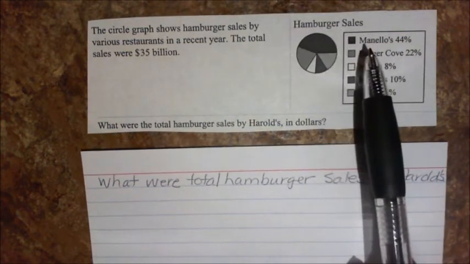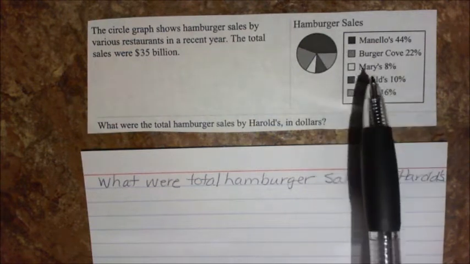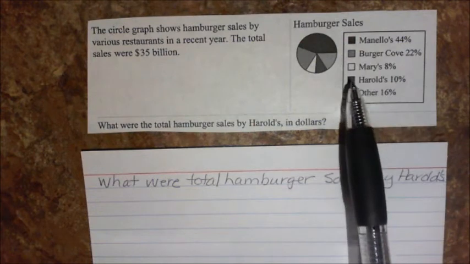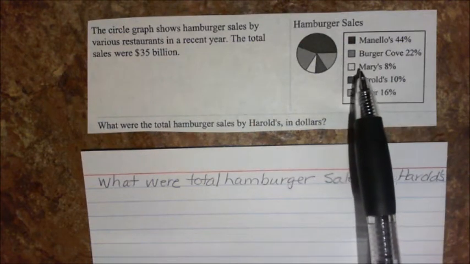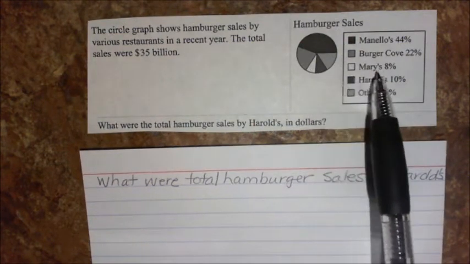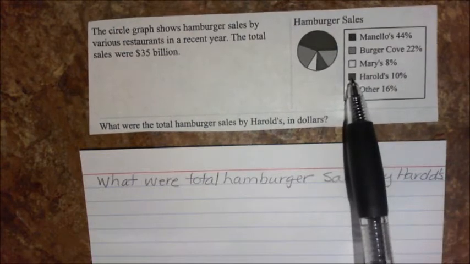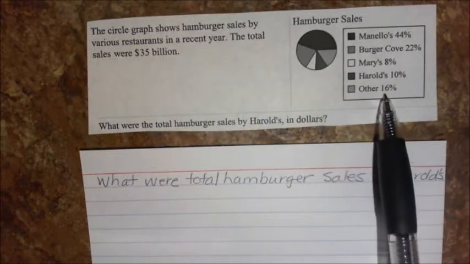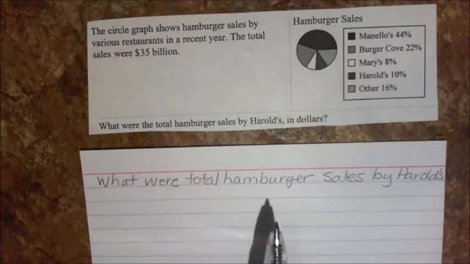So this shading stands for Manello's at 44%. This shading stands for Burger Cove at 22%. Mary's, this stands for Mary's at 8%. Harold's at 10%. And this for other at 16%.